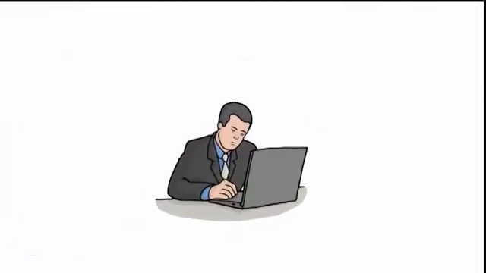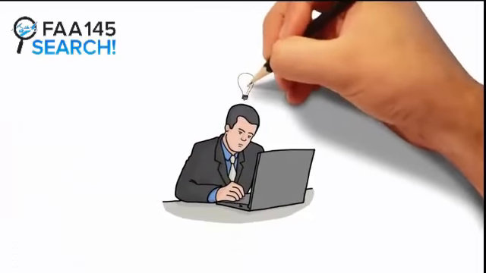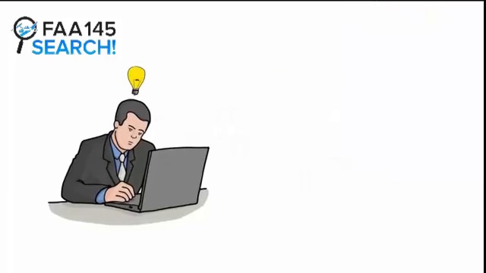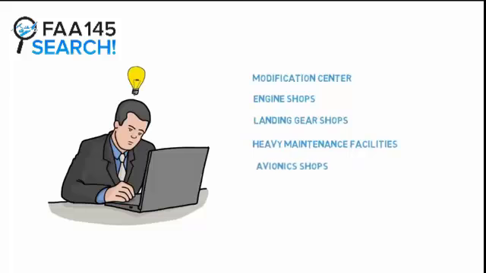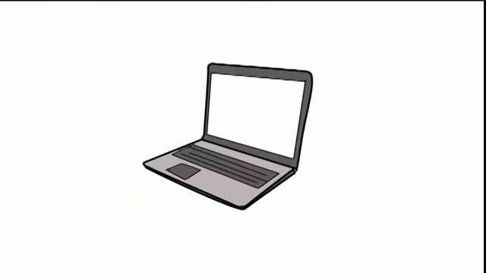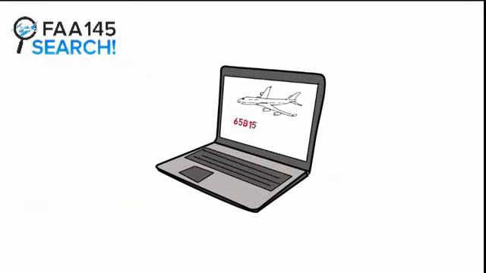Nobody knows your business like you do. So be industrious. If you're a modification center, then you'll want to add your mod numbers to the list. Engine shops, landing gear shops, heavy maintenance facilities, avionics shops. Whatever you are licensed by the FAA to repair is what you want to include on your capabilities list. It's important that you include the items you feel your customers will be searching for.